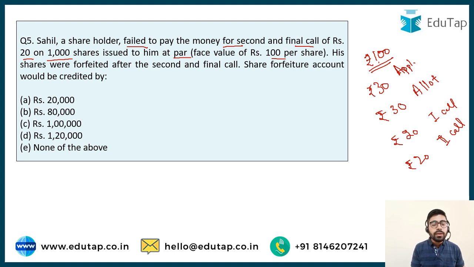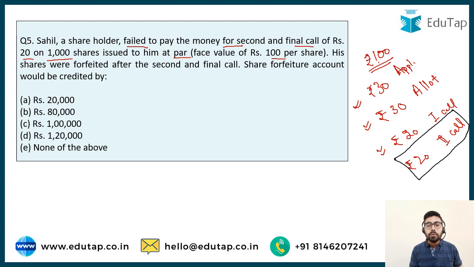So there was a shareholder named Sahil. He paid this ₹30 at the time of application. At the time of allotment ₹30 was paid and at the time of first call ₹20 was again paid. But when the company made a call for ₹20, now this ₹20 was not paid by Sahil.